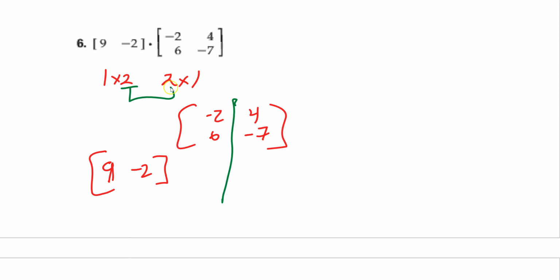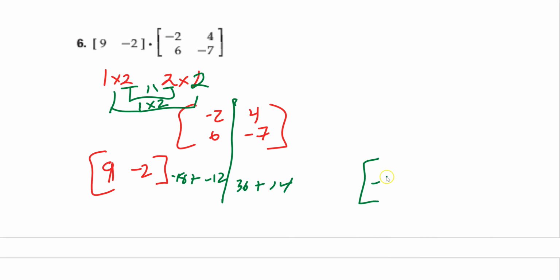And actually I should have done this, I apologize. We should get a 1 by 1. 1 by 2, this is a 2 by 2. So we should get 1 row, 2 columns. 1 row, 2 columns, perfect. So again, we're going to multiply the first two. 9 and negative 2 is negative 18. Plus, multiply the next two. Negative 12. Move on to this one. Multiply the first two. 9 times 4 is 36. Plus, negative 2 times 7 is 14. So we get negative 30 and 50.